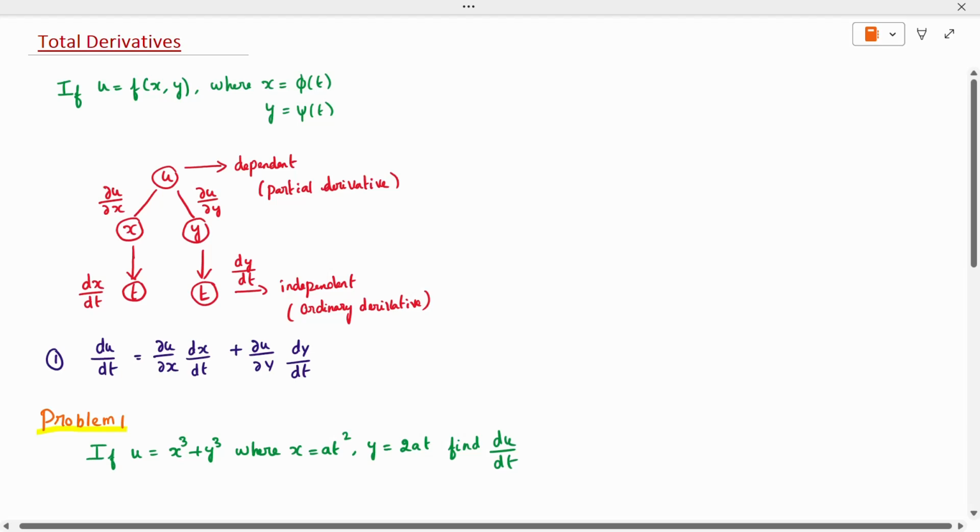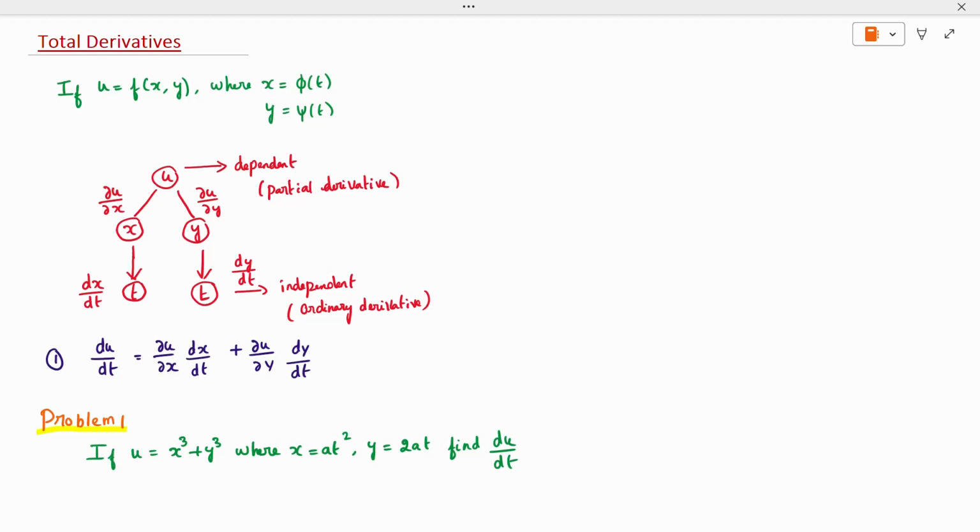Hi all, today's topic is total derivative. If u is a function of x and y, and x is a function of t and y is a function of t, then how can we write it as a total derivative? We know that u is a function of x and y, and x is a function of t and y is a function of t.